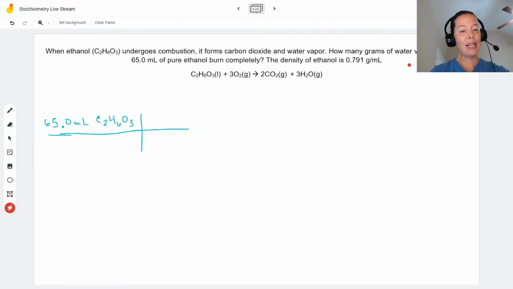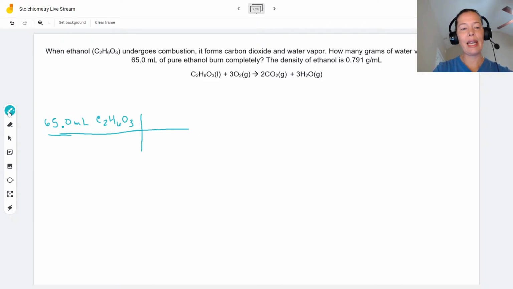So because I have milliliters, I can use the density to convert to grams, and then once I'm in grams, I can use the molar mass to convert to moles, and then I'm ready to use my mole ratio. So in these kinds of problems, sometimes I will step back from the mole ratio and think, how can I get back to my starting point? Different people have different thought processes, so you might do a completely different thought process. It really doesn't matter as long as you end up with the same answer in the end.